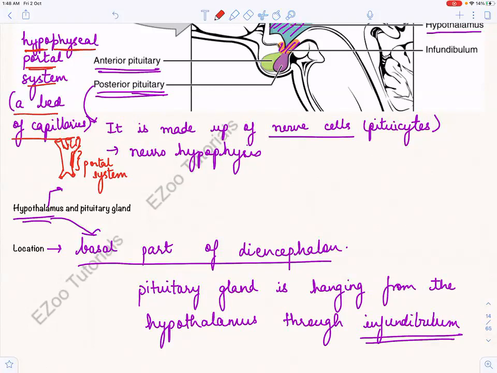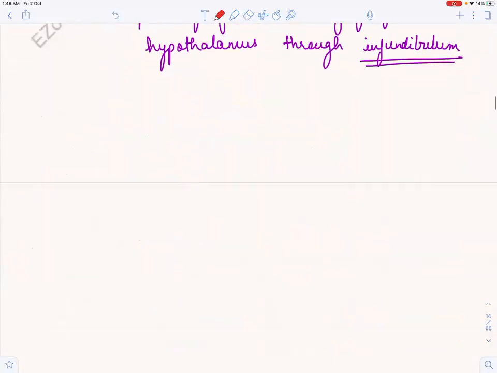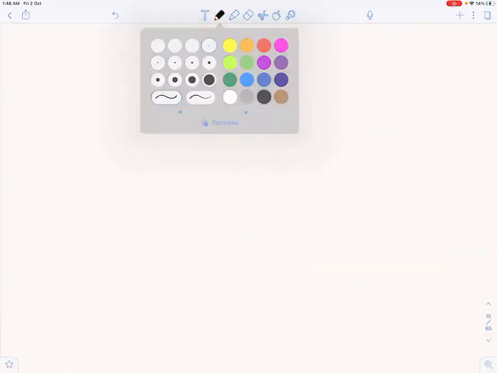That is connecting the hypothalamus to the pituitary gland, right? So now we have understood the location of the hypothalamus and the pituitary gland. Now let us move forward and study all of the hormones that they are secreting. You should know about the hormones that they're secreting, and then we will study each and every hormone in detail.